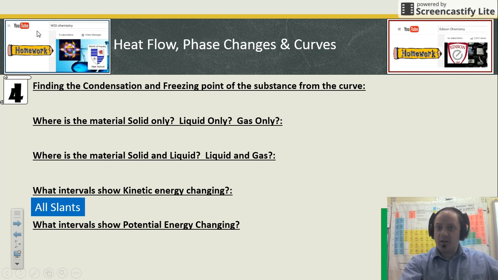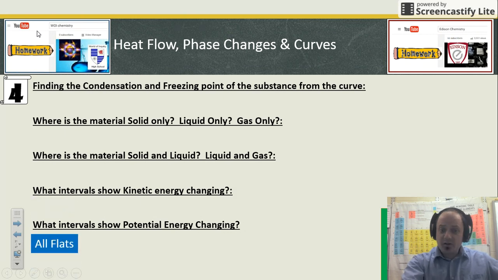Kinetic energy changes equals temperature changes. So read the graph's axes, and you can infer this answer. And potential energy changing is where the flats are. So memorize: the flat is where energy of position is changing. Potential energy is energy of position. So the flats are showing you potential energy changes.